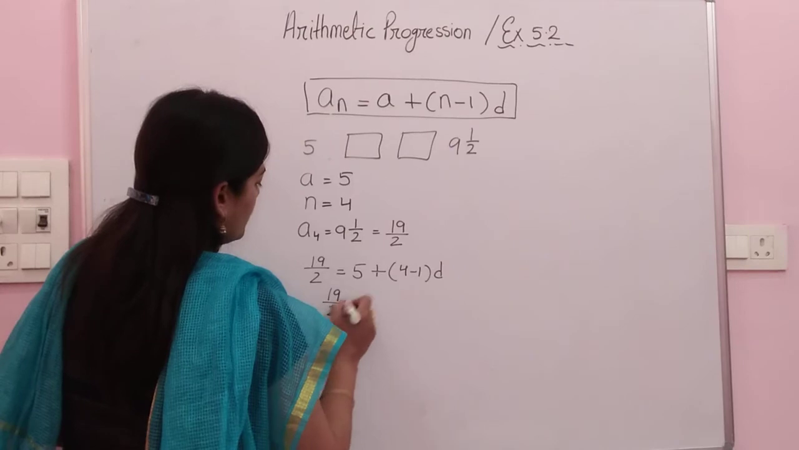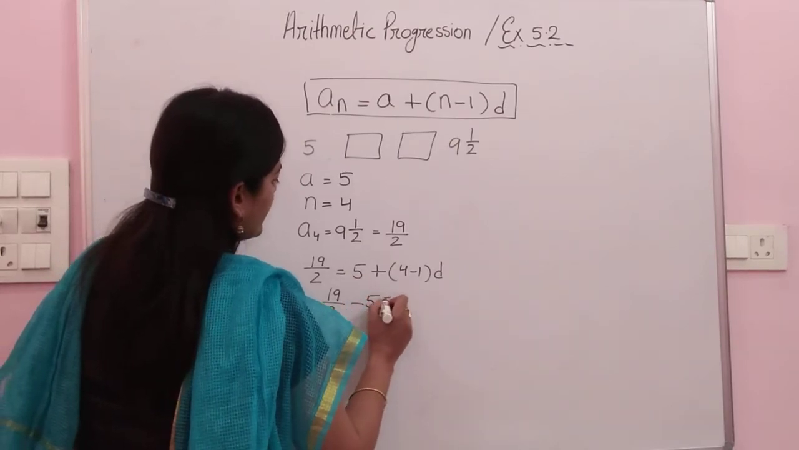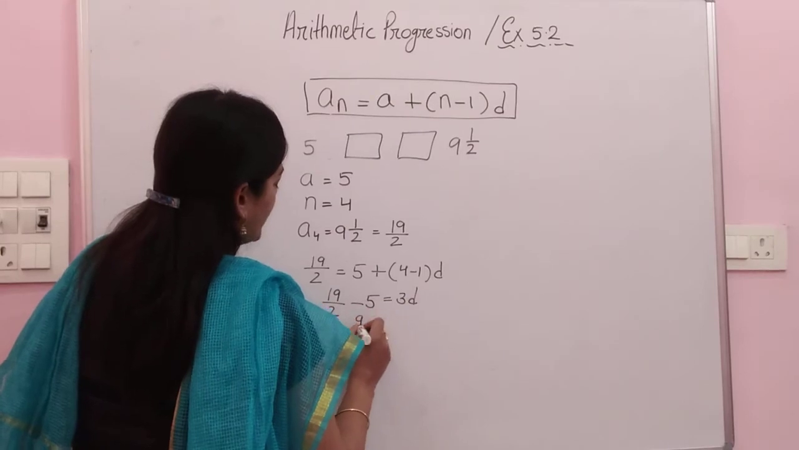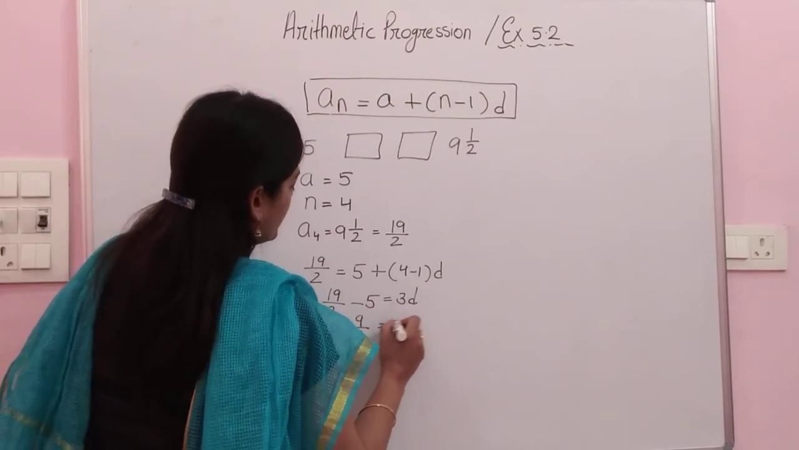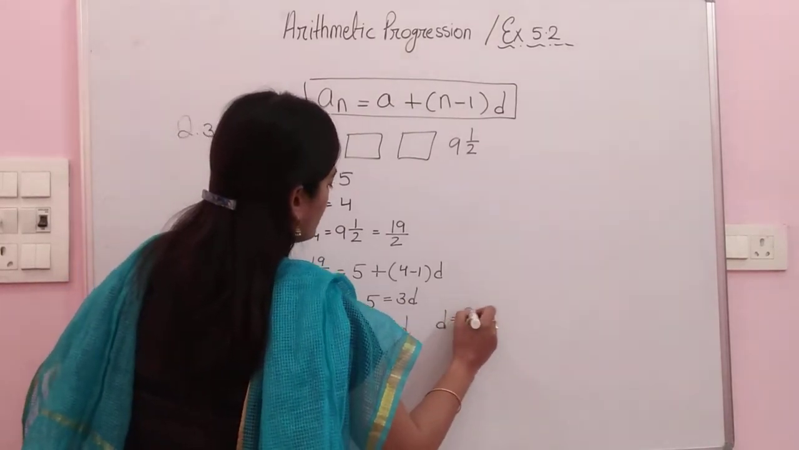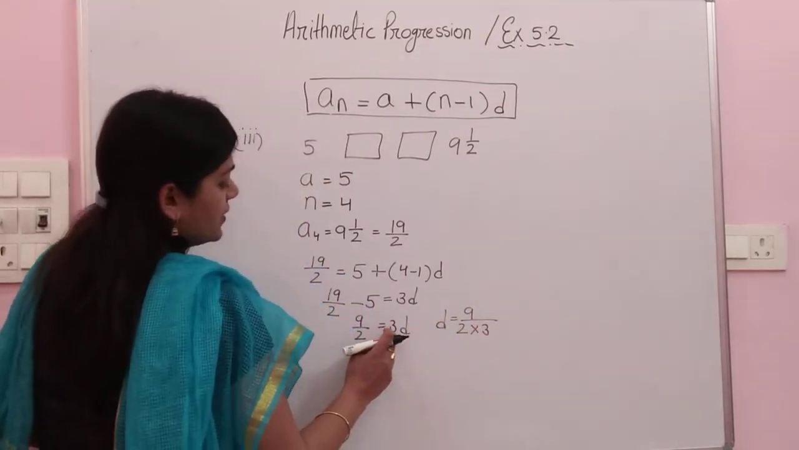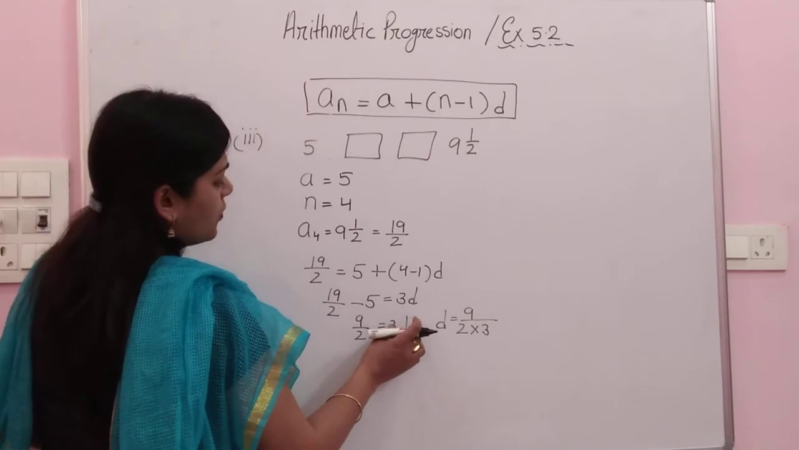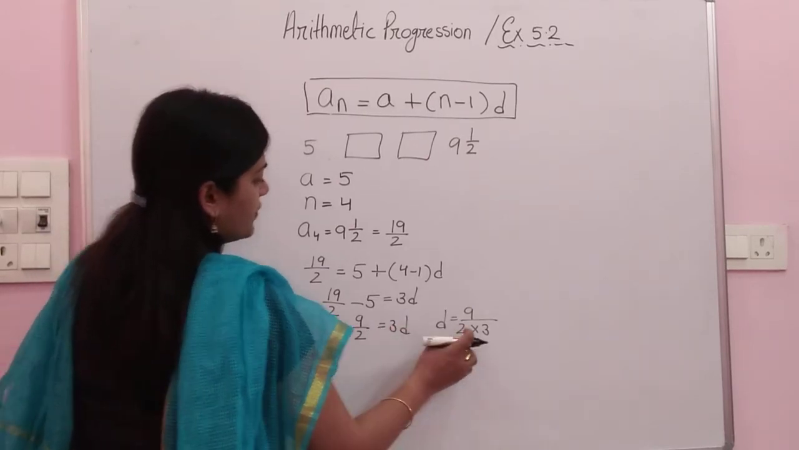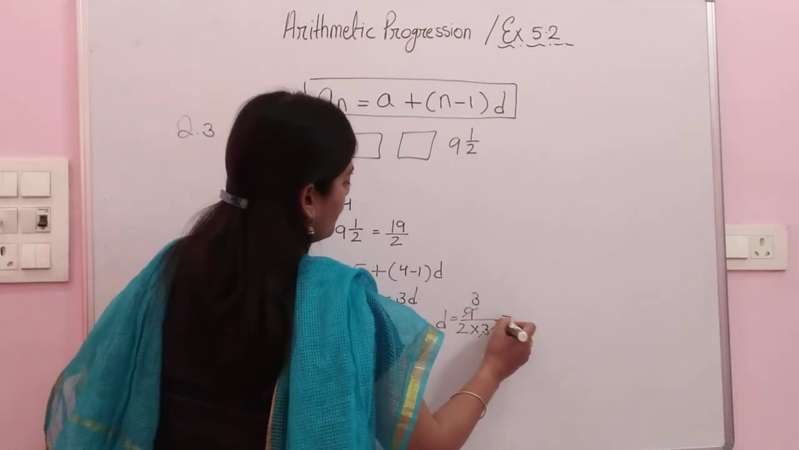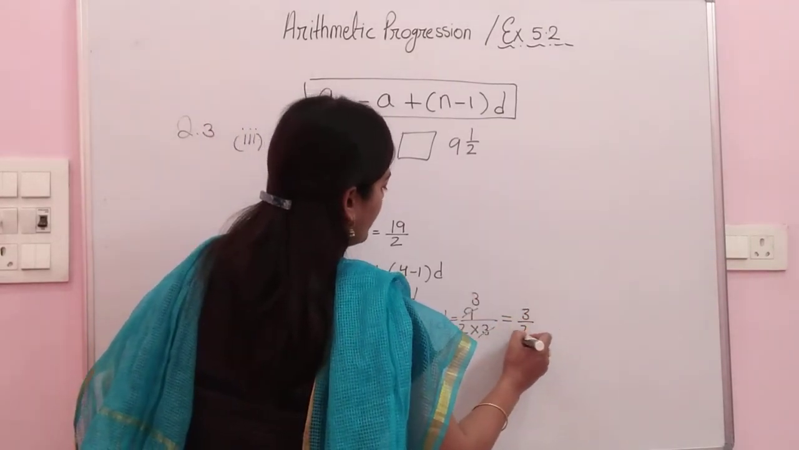19 by 2 minus 5 is equal to 3D. It will become 9 upon 2 is equal to 3D. Then D is equal to 9 upon 2 into 3. 3 is multiplying here. When it goes from here to here, it will divide. Then cancel. Value of D is equal to 3 by 2.